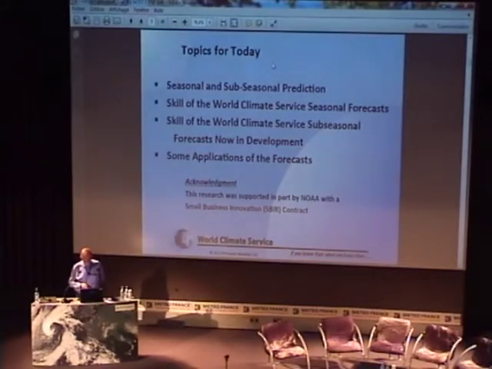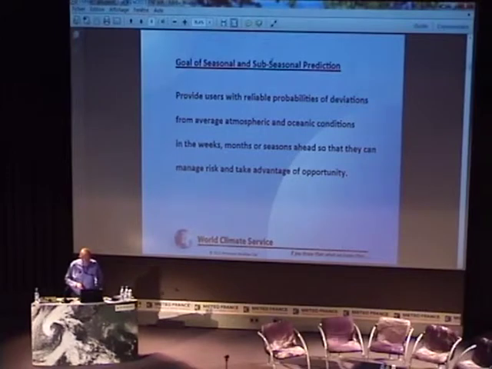So the topics are seasonal and subseasonal prediction, skill of the World Climate Service seasonal forecast, skill of the World Climate Service subseasonal forecast now in development. Subseasonal means intraseasonal or weeks 2 to 4, 2 to 6, and then we'll very briefly look at some applications of the forecast. I point out that much of our work in this now is supported by NOAA with a small business innovation research contract that is providing us the opportunity to do some very nice things we wouldn't otherwise be able to do. The goal of seasonal and subseasonal prediction is to provide users with reliable probabilities of deviations from average atmospheric and oceanic conditions in the weeks, months, or seasons ahead so that they can manage risk and take advantage of opportunity.